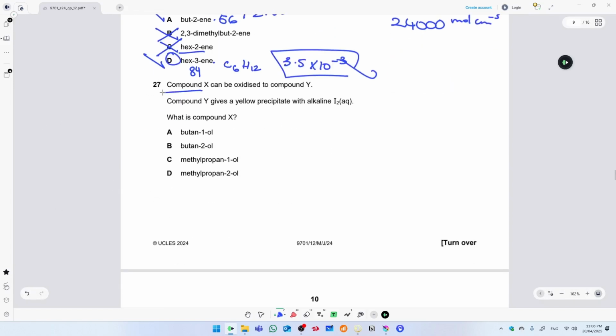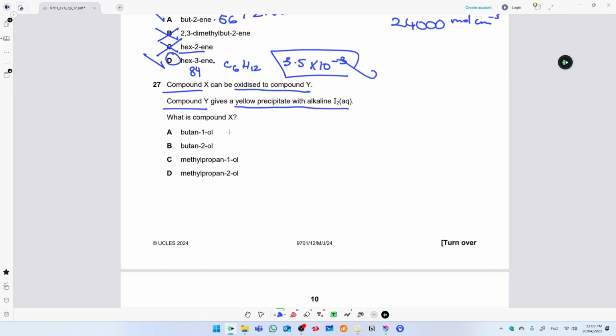27. Compound X can be oxidized to compound Y. Compound Y gives a yellow precipitate with alkaline I2, aqueous iodine. So compound X can be oxidized, which means it's not a ketone, not a carboxylic acid, and not a tertiary alcohol. Compound Y has a methyl attached to a carbonyl, or an alcohol with CHOH. So they're all alcohols, so we get the ketone stuff out of here.